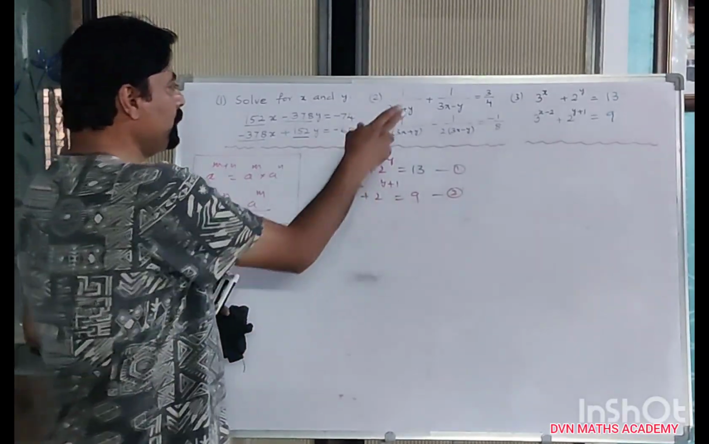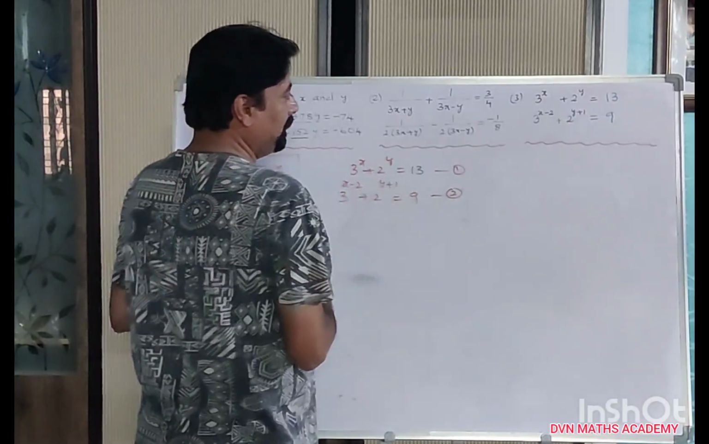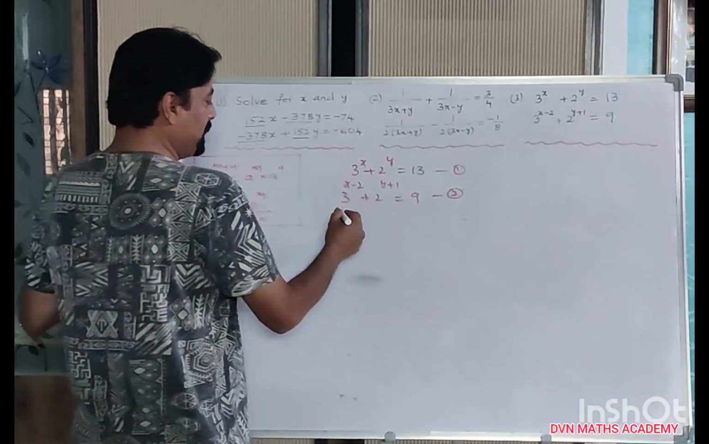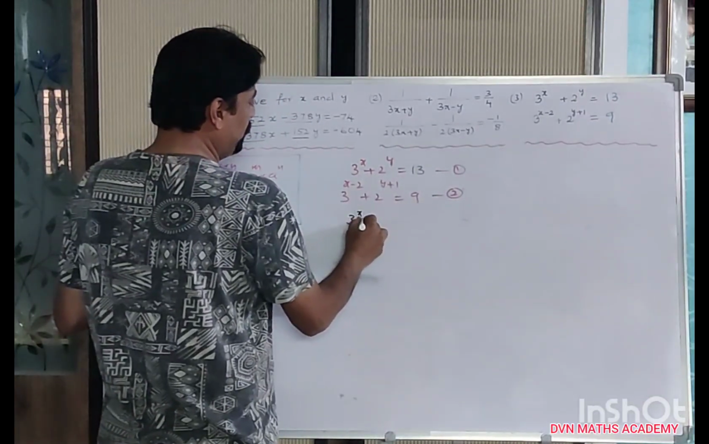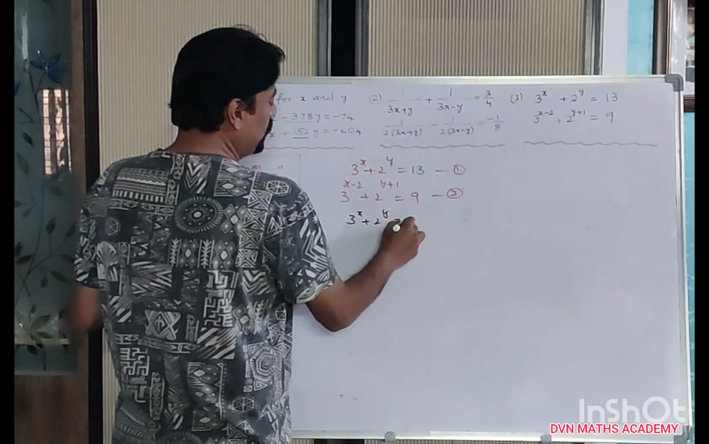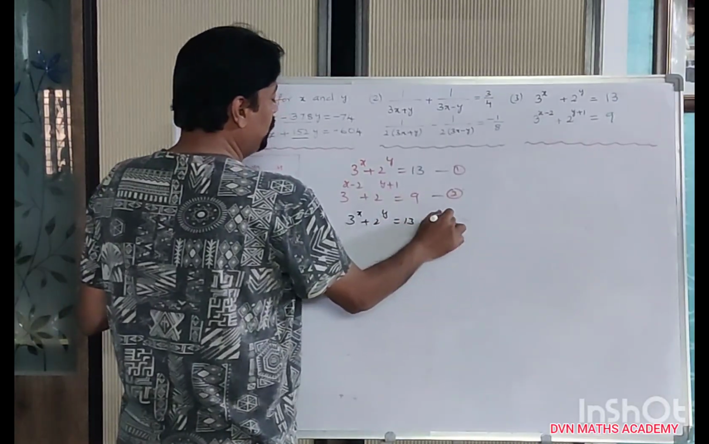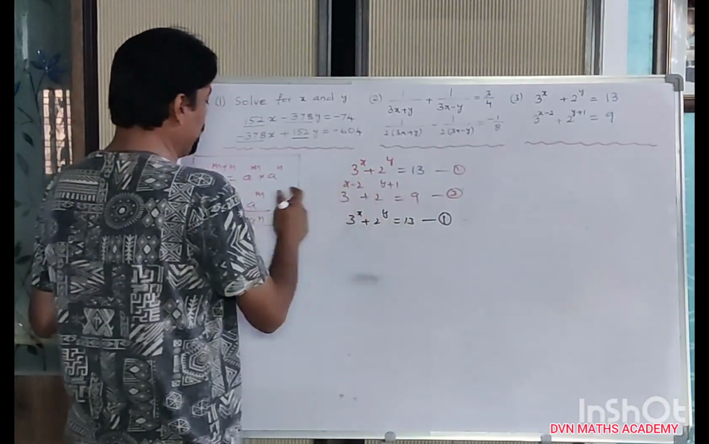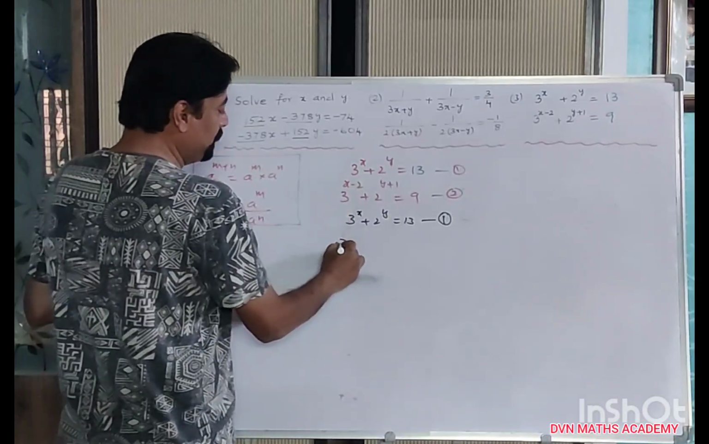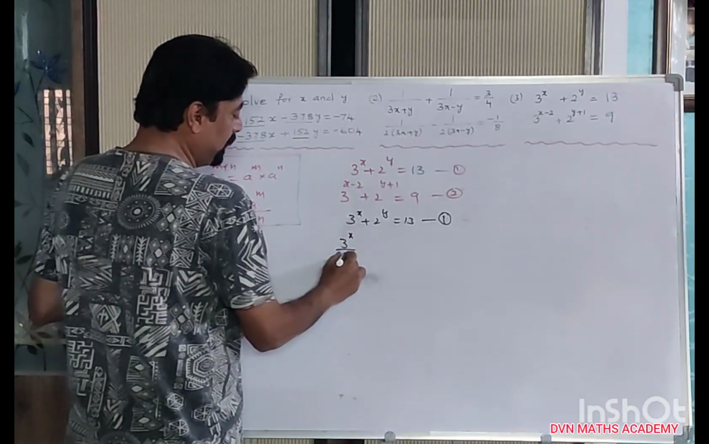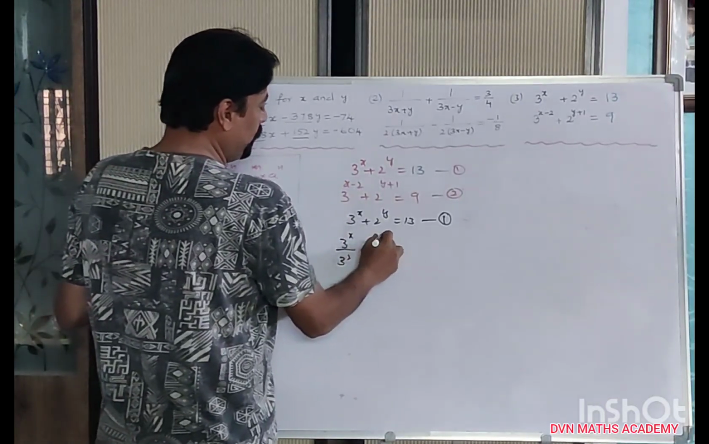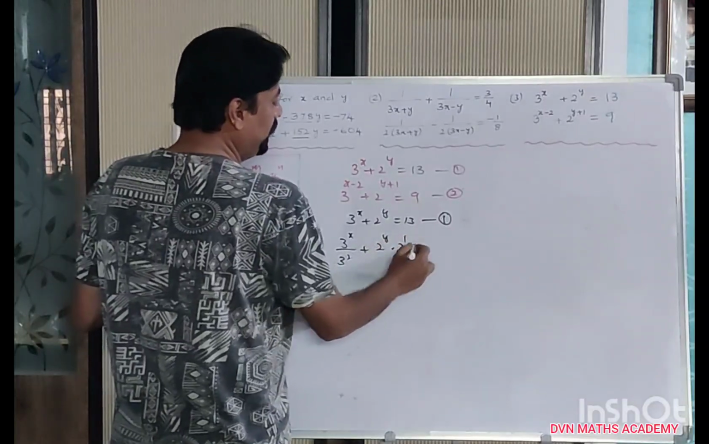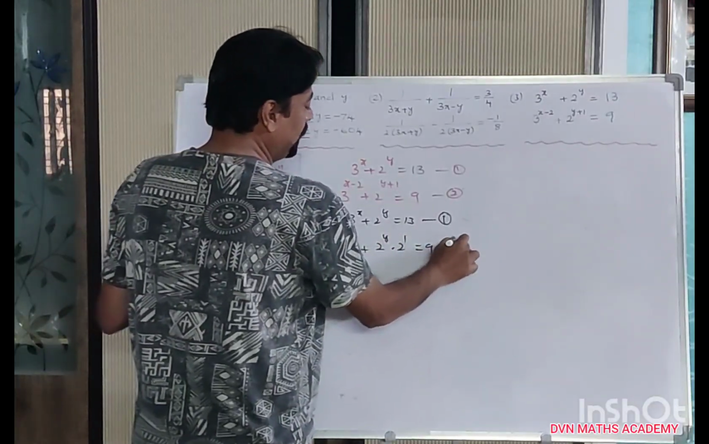So if you take these two equations, the first equation I will write as it is: 3 to the power of x plus 2 to the power of y is equal to 13. This is the first equation. If you write the second equation according to my identities, this becomes 3 to the power of x by 3 to the power of 2 plus 2 to the power of y into 2 to the power of 1 is equal to 9. This is my second equation.